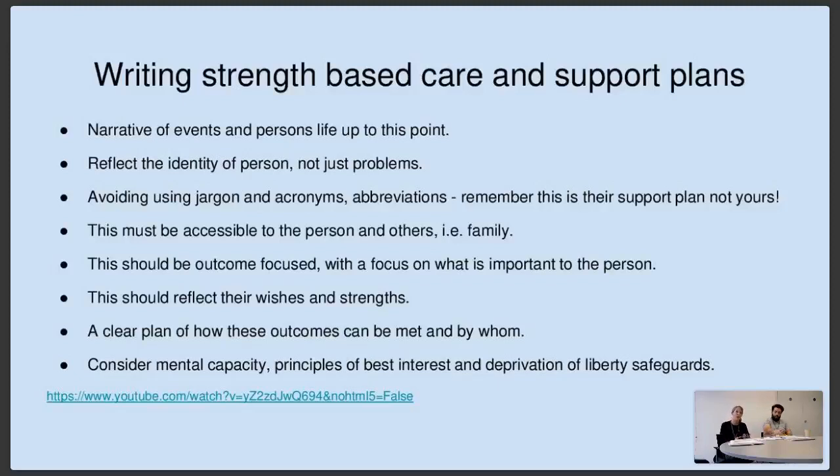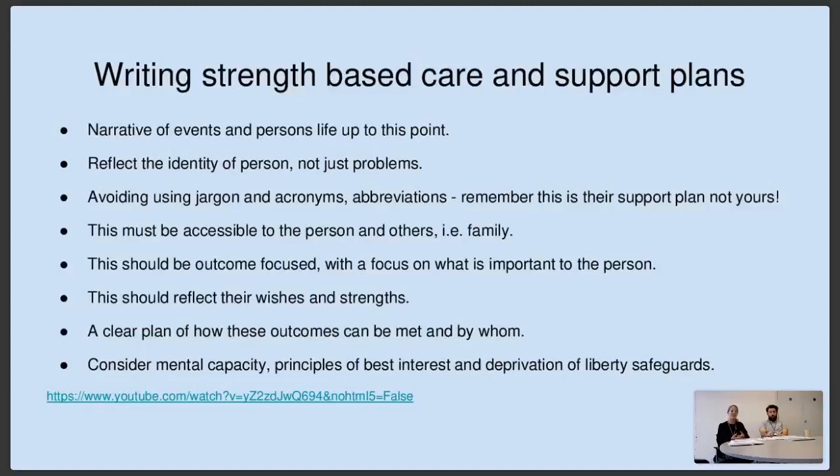Also think about, if you are listing medical conditions and problems, do you actually understand the medical conditions that you're listing? If you don't, then you need to make sure that the information that you're giving is relatable, and also why you've put it there. What does it mean in the context of this person's support plan? Again, it links with avoiding jargon, acronyms and abbreviations, because not everybody knows what they mean.